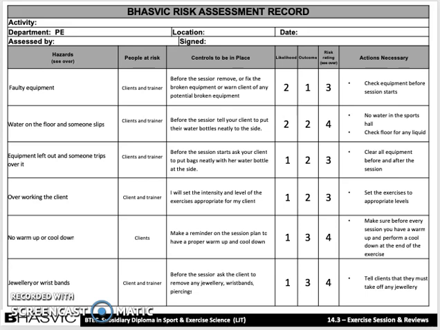Equipment left out and someone trips over it. People at risk: clients and trainer. Before the session starts, ask your client to put bags neatly with her water bottle at the side of the court. Likelihood 1. Outcome 2. Risk rating 3. Clear all equipment before and after the session.